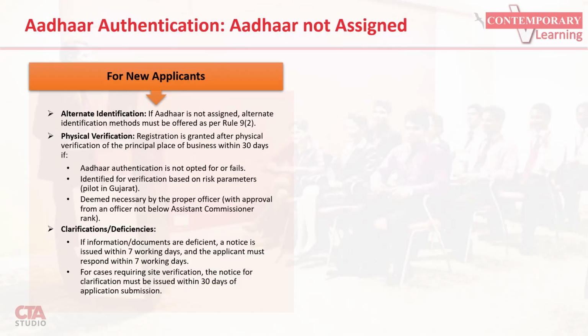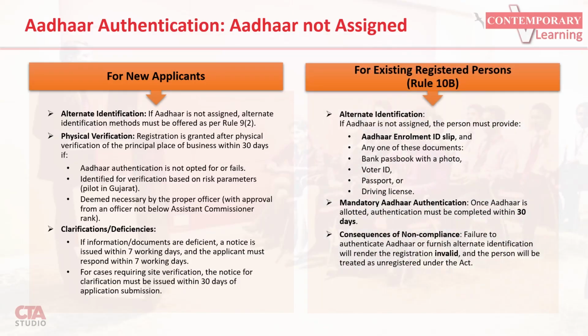Proper officer deems it necessary with approval from an officer not below Assistant Commissioner rank. Clarifications, deficiencies. If information documents are deficient, a notice is issued within 7 working days and the applicant must respond within 7 working days. For cases requiring site verification, the notice for clarification must be issued within 30 days of application submission.